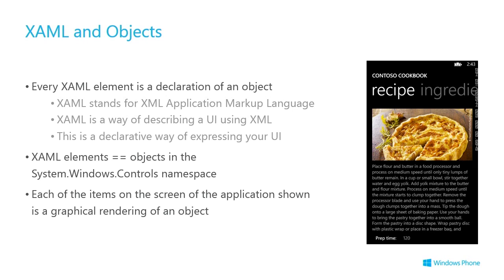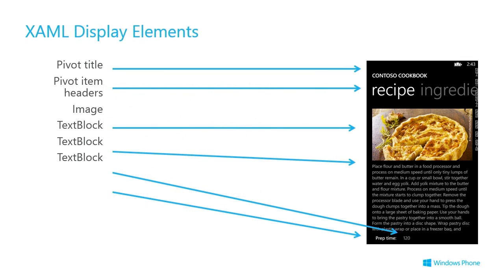Now, back to this XAML object. Each of the items on the screen, the application shown, is a graphical rendering of an object. When we look at the way this particular page is made up, we've got the pivot title at the top, and pivot item headers. Each pivot item header appears like that. The currently focused one is bolded, and the other ones are grayed out to give the user the idea that there is more to be scrolled to on the left or the right.